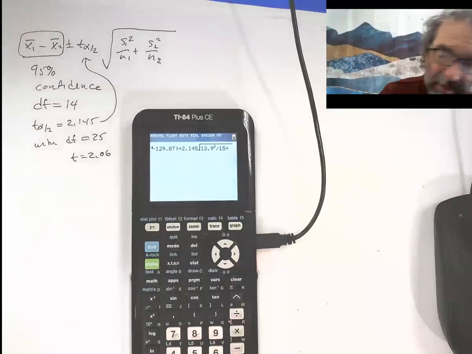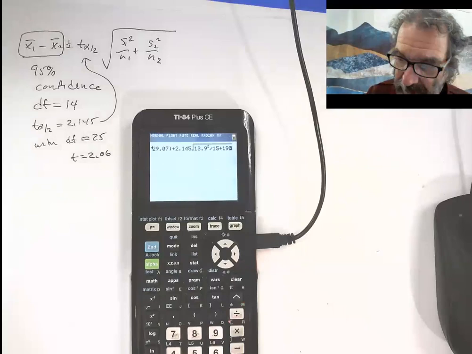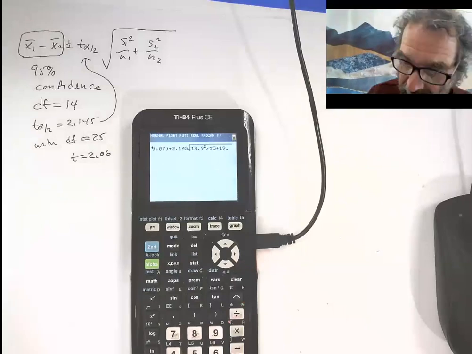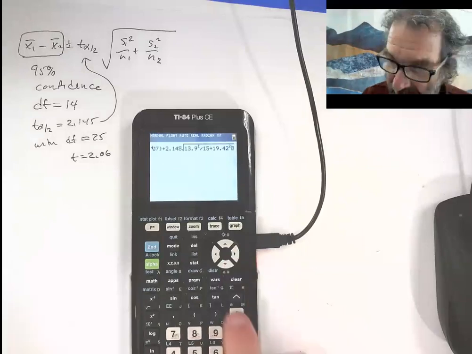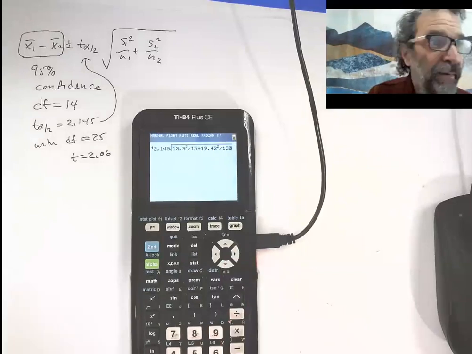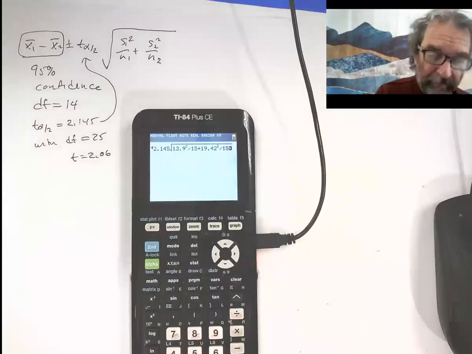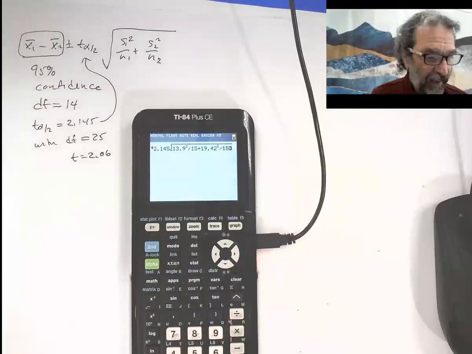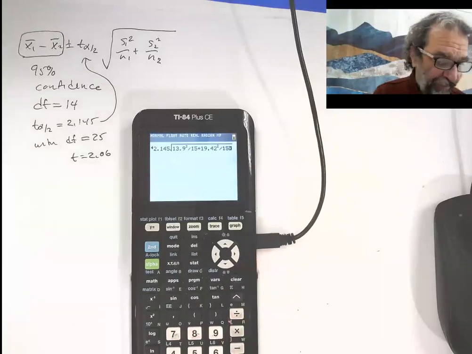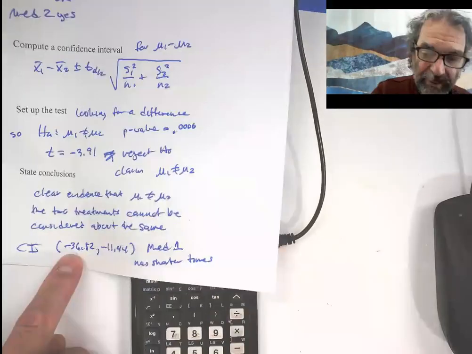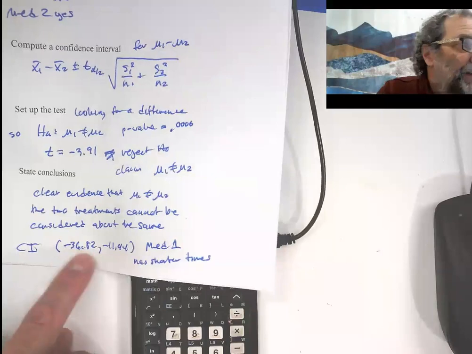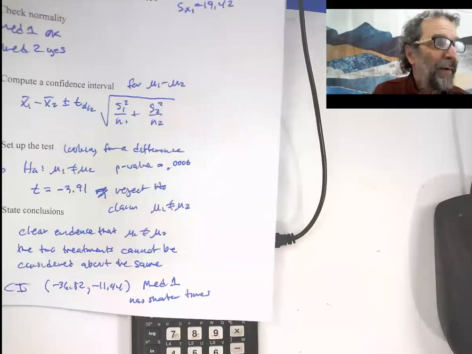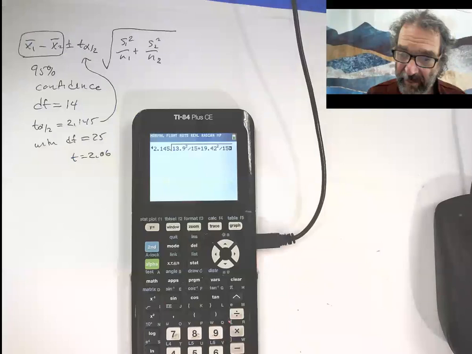Second standard deviation was 19.4. Square that. Come over and divide that by its sample size, which is 15. Now with luck, we'll match what we had. The confidence interval we got before, this is what we're trying to get, was minus 36 to minus 11. Now we know we're not going to be exactly that because this used different degrees of freedom, which came off the calculator. And this is just using an estimate.